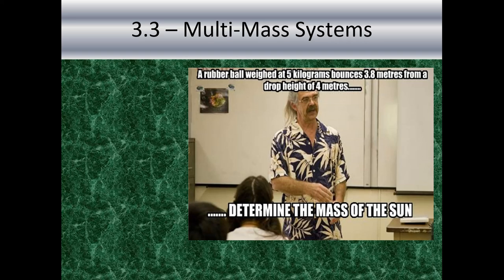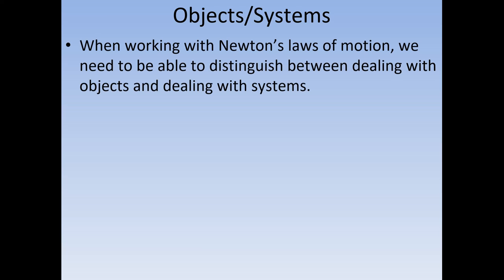So this setup is called the multi-mass system. Now, the big thing to take away from this unit is that we have to make a distinction between systems and objects. For the most part, we've been doing problems where we've simplified everything. If we had a person sitting in a car, we never really took into account everything that's going on inside the car. We never talked about the engine or the person sitting in the car. We just treated it as one solid object.